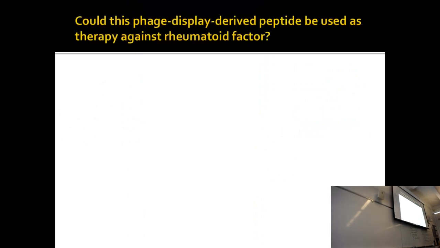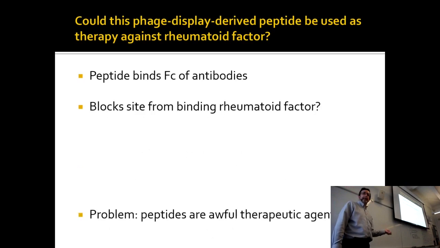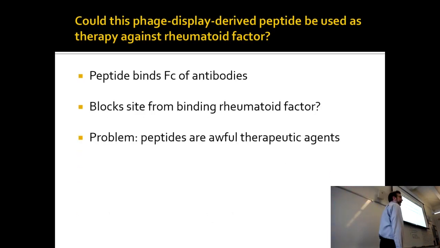So you can ask questions like, could this be used as therapy against rheumatoid factor? Well, maybe. It's small, but peptides are terrible at being therapeutic agents. There's lots of proteases in the body. You could have immune reactions, things like that. But it's theoretically possible. If you want to propose something like this, you can.